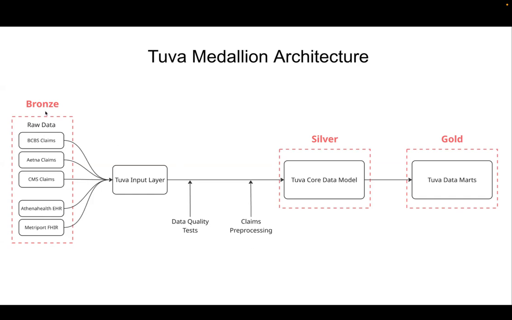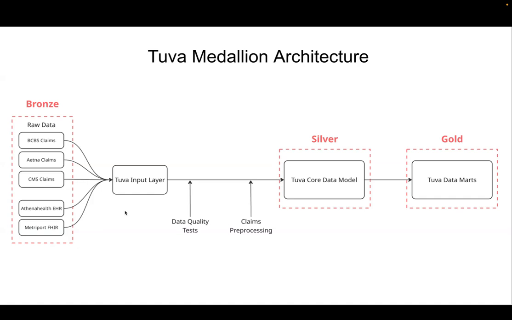So first, for bronze, most organizations that use Tuva have multiple healthcare data sources, multiple claims data sources, EHR data. So in this example, you can see there's claims data coming in from Blue Cross Blue Shield, from Aetna, from CMS. There's EHR data from Athena Health. Maybe you're getting FHIR data from somebody like Metriport. And so that's all the bronze data. Again, we're going to load all of that data just as raw into the data warehouse.